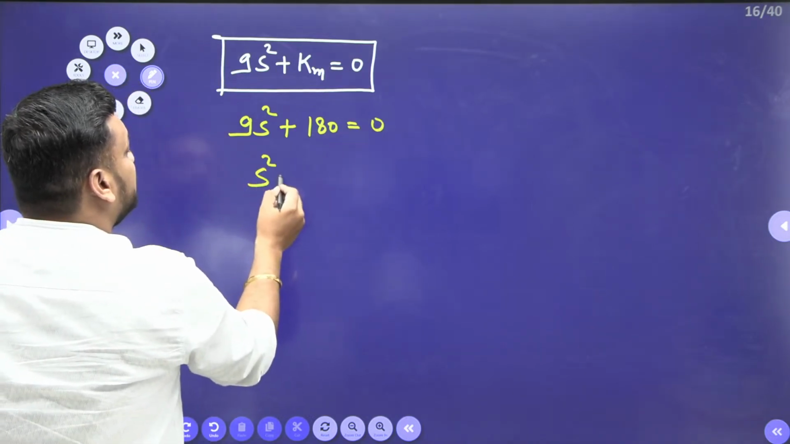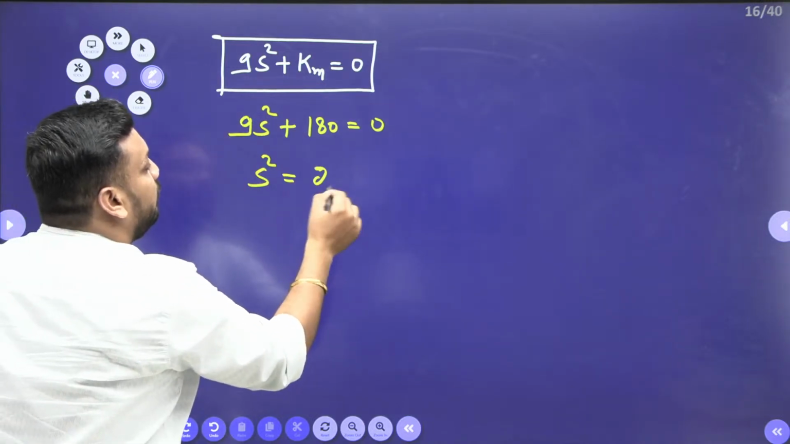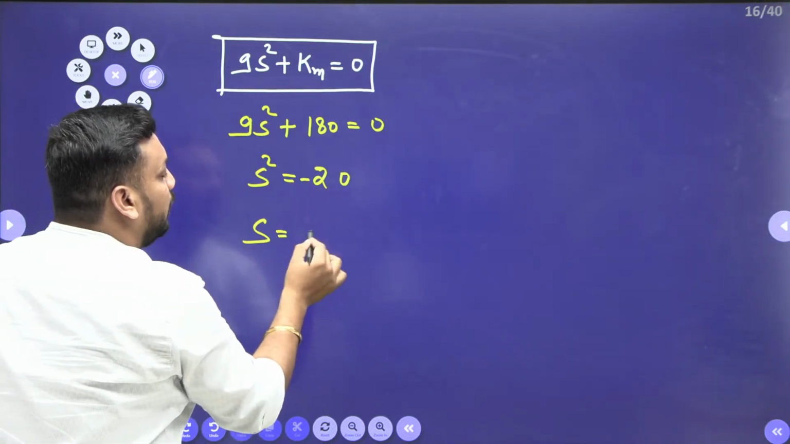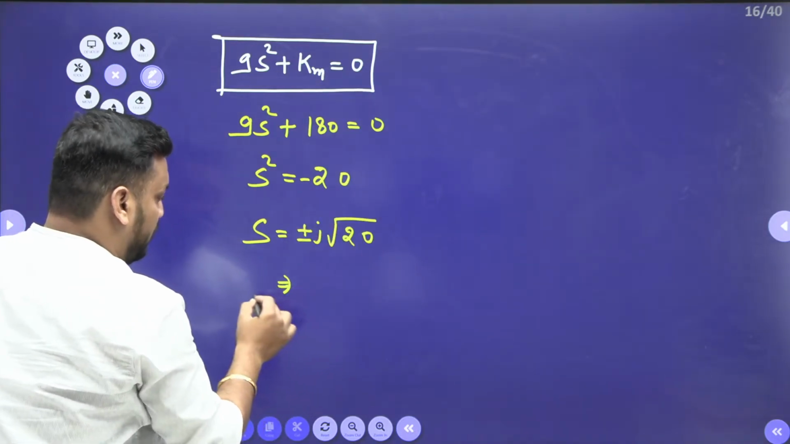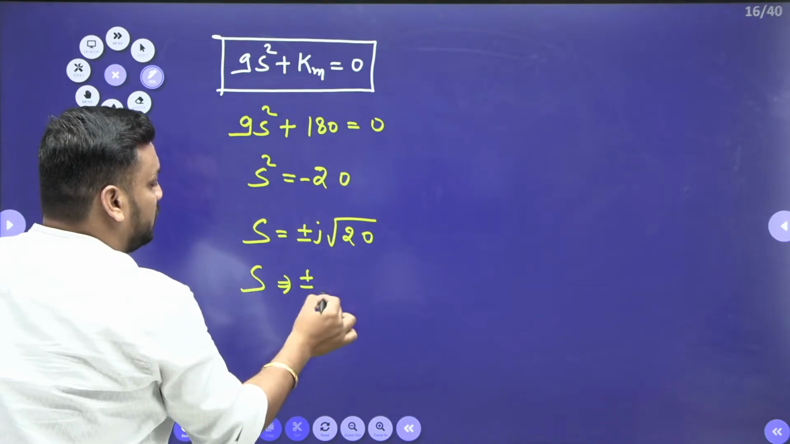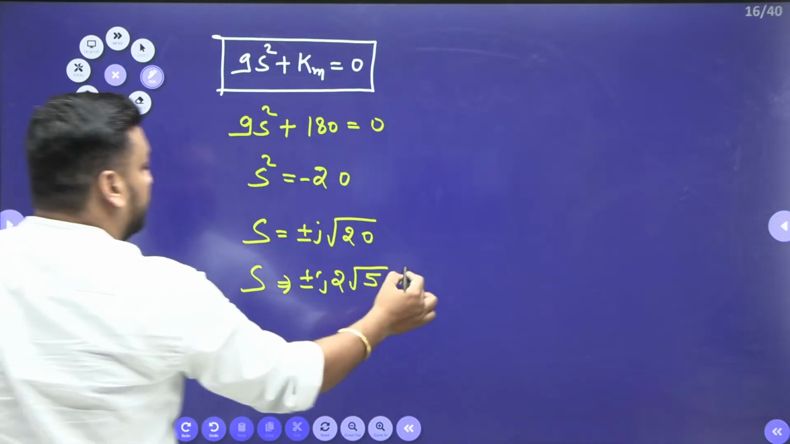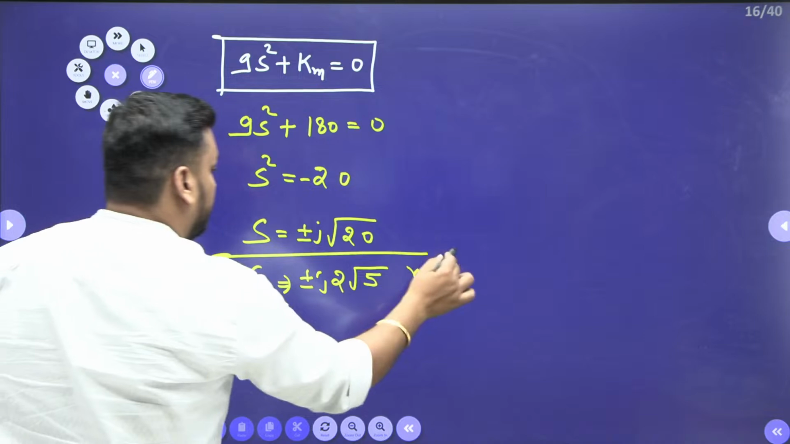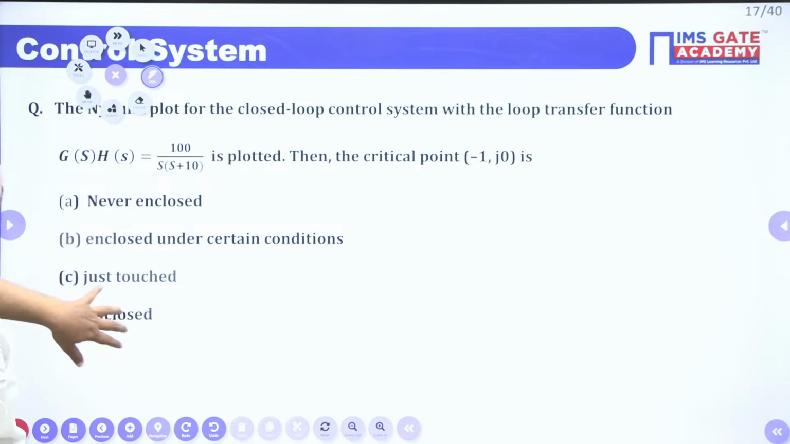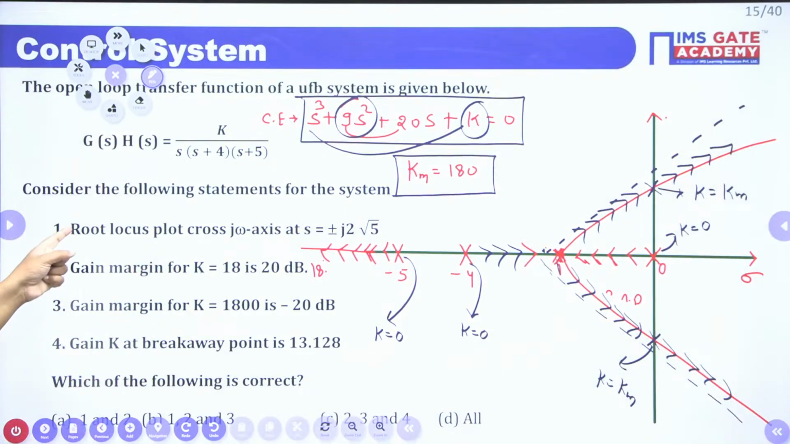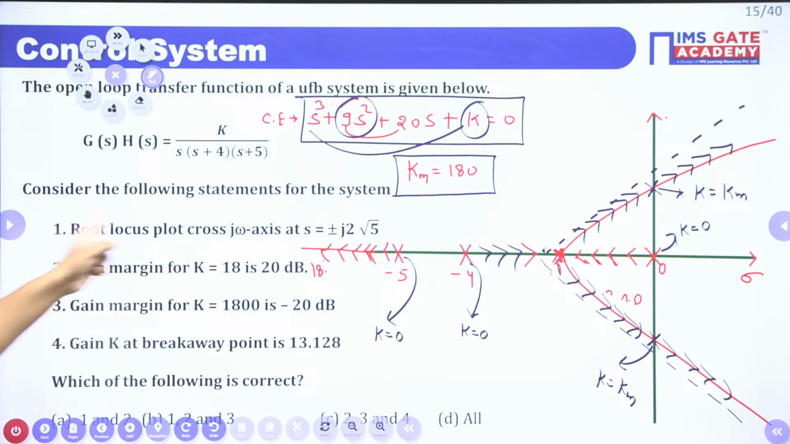What is s square, guys? s square equal to minus 180 divided by 9. So it will be minus 20 actually. So the s value is nothing but plus minus j root 20 actually, and root 20 means 2 root 5. So the s value will be plus minus j 2 root 5 radians per second, because root 20 is 2 root 5, so it is correct only. So the root locus crosses the j omega axis at plus minus j 2 root 5, it is correct, so statement number 1 is correct.